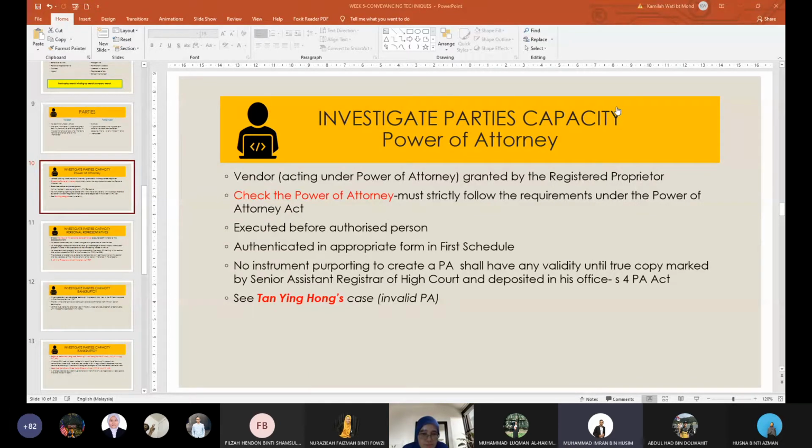Sekarang ni ada apa-apa update tak tentang the third element of NLC yang kita ambil daripada Australia tu, tentang insurans? Kalau ada pihak salah kesilapan dari segi undang-undang, kerajaan kena tanggung.